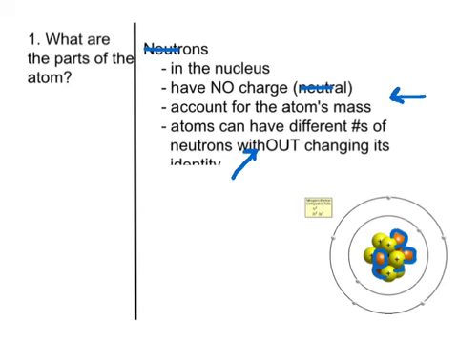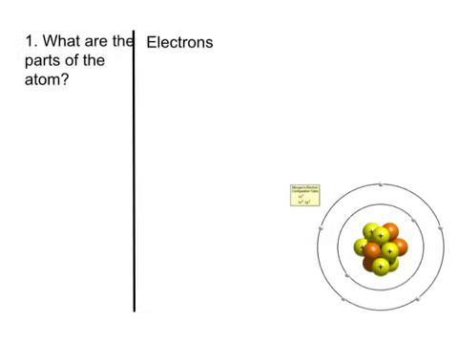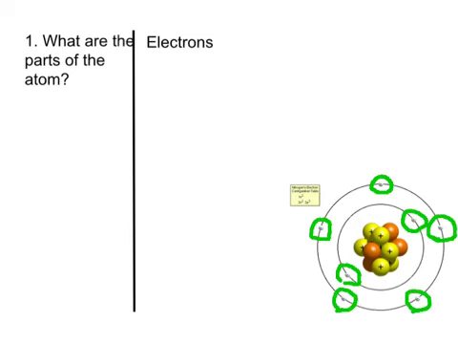Now let's take a look at the third part of the atom, the electron. Electrons are the third part of the atom. Remember, these guys are outside of the nucleus. It's all these little tiny circles that we see here outside of the nucleus. These are the electrons, super important, along with the protons and neutrons. So let's take a look at some of their features.